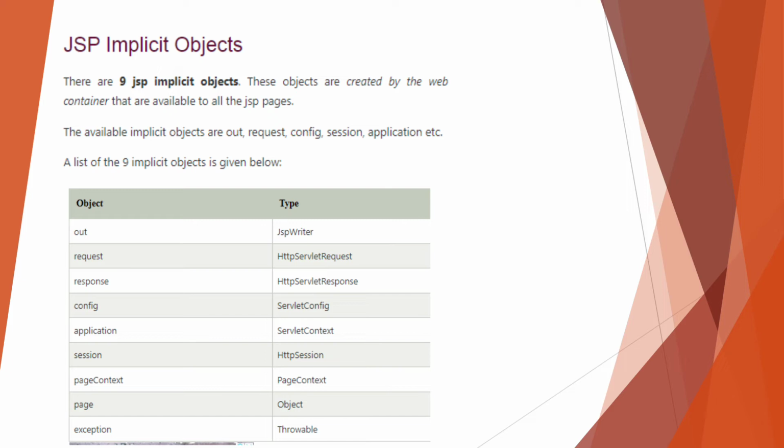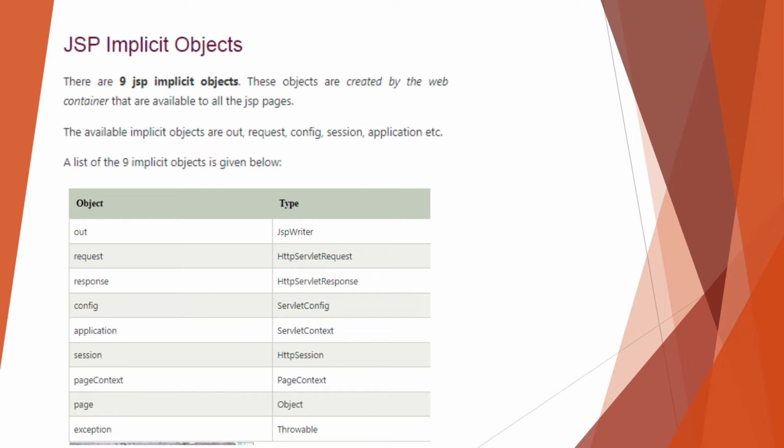So look at this. Implicit objects are created by the web container and contain information related to a particular request, page or application. It is created by the web container, and it holds some information regarding the request, page or application.